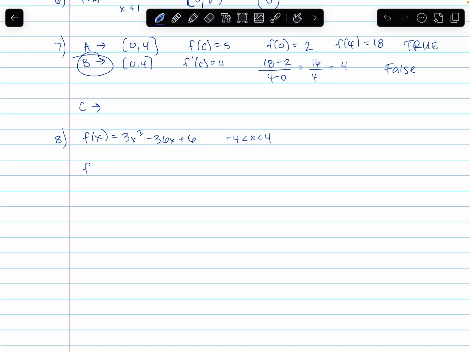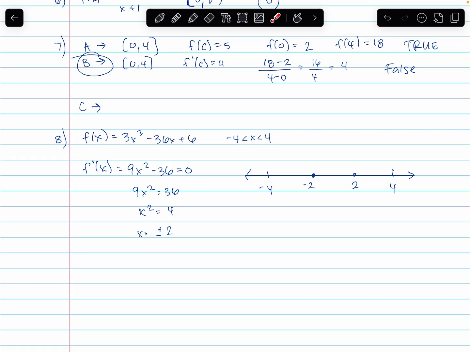So if we're going to see where f is decreasing, we need the derivative. So f prime is going to be 9x squared minus 36. I'm going to set that equal to 0. So 9x squared is going to be equal to 36. Divide by 9, x squared is going to be equal to 4. Take the square root, x is going to be equal to plus or minus 2. So the interval that we're looking at is from negative 4 to 4, and we have zeros at negative 2 and at 2.